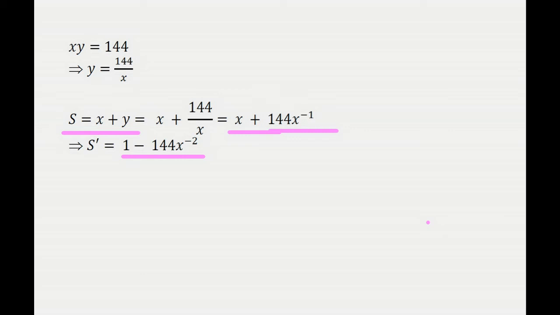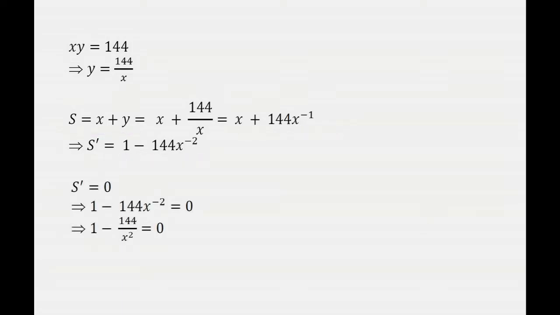So let's move on and do a little more calculus. Now, we're going to set up s prime is equal to 0. Why? Because at minimum and maximum, the derivative is 0. So we set s prime equal to 0. Basically, that means if this is 0, this is 0. So I set up 1 minus 144 times x to the power negative 2 to be 0, and solve for x.